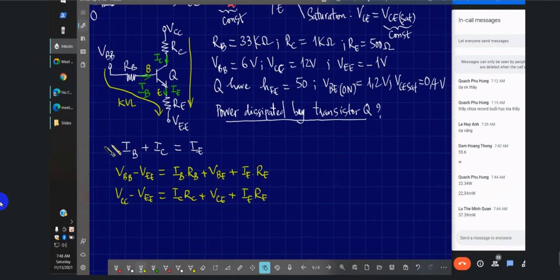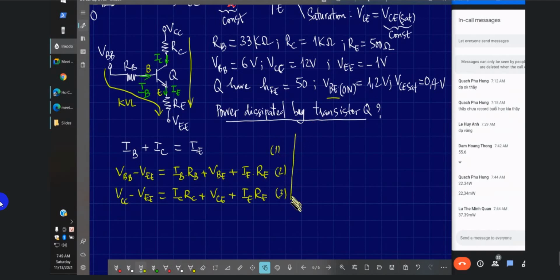That is our three equations, but we have four variables: the first one is IB, then IC, then IE, and VCE. We have VBE here already. So we have four variables with only three equations. We need one more equation, so we have to make an assumption.